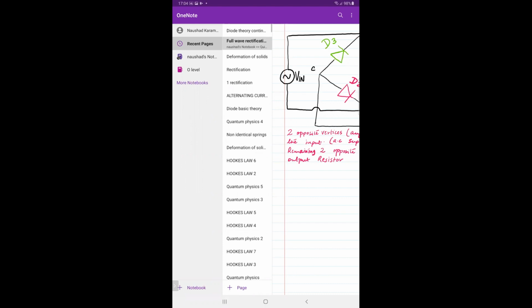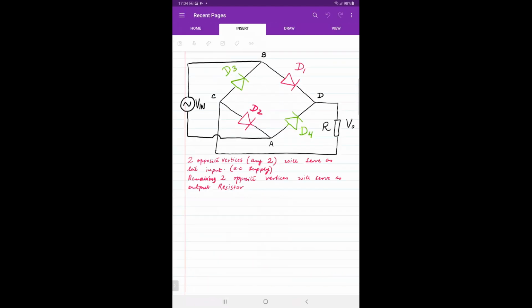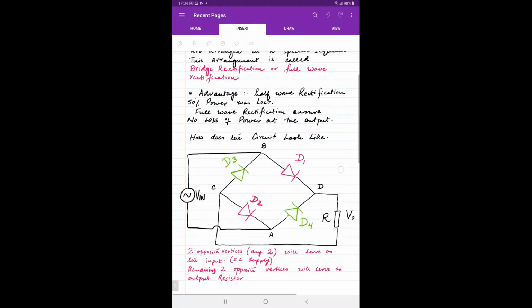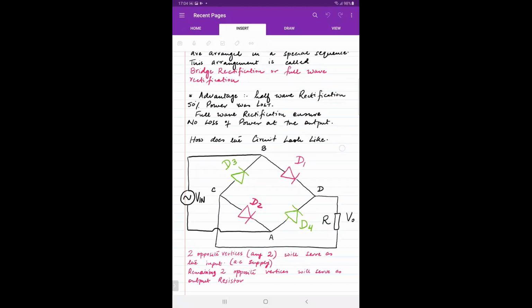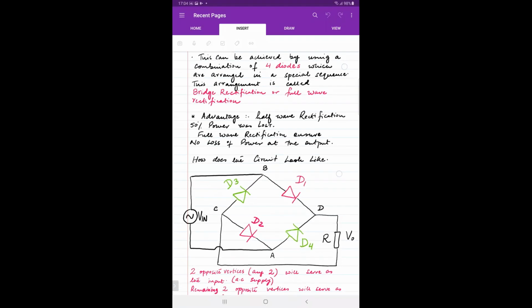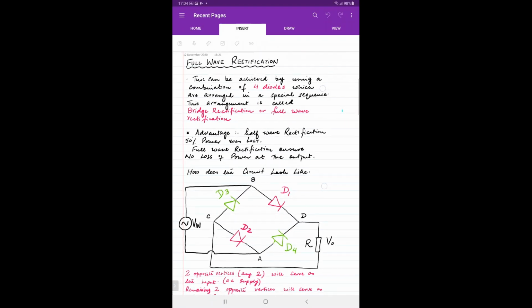So in the last class, as I said, we concluded with the working of half wave rectification. So अब basically full wave की working करनी है. So in the last class, I just made you write down the statements. The working was left. Okay, I'll just quickly go through the wordings before I move on to the working of the diagram. Okay, so full wave rectification can be achieved by using a combination of four diodes, which are arranged in a special sequence. This arrangement is called a bridge rectification, or it is called a full wave rectification.